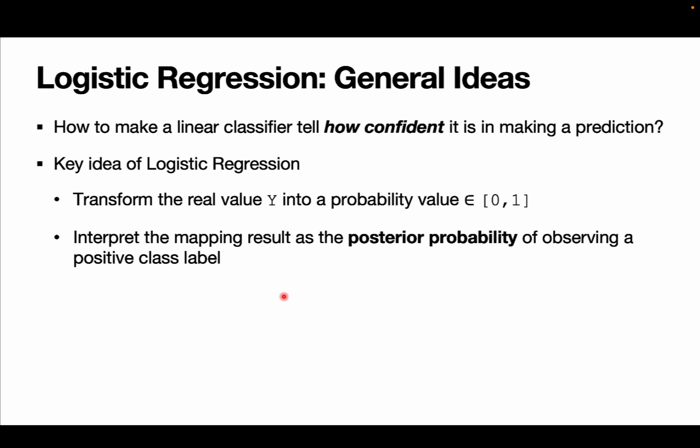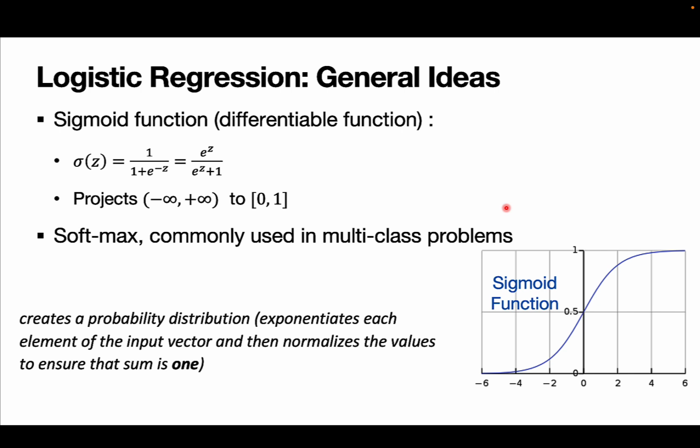Logistic regression is a classification model where the key idea is to transform any real value z into a probability value between 0 and 1. The sigmoid function, denoted by sigma of z, is given by this formula: e to the power z over e to the power z plus 1. It takes any real value z and maps it to a value between 0 and 1. Let's take a look at this graph.